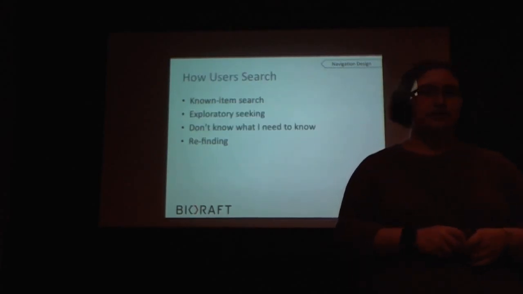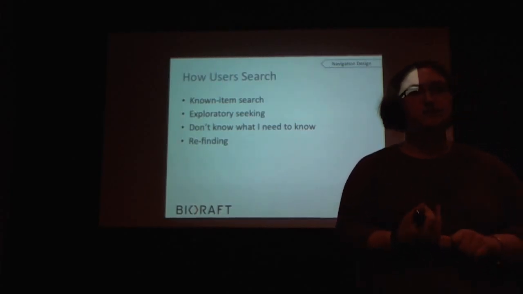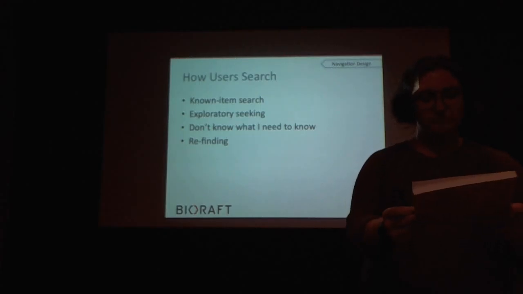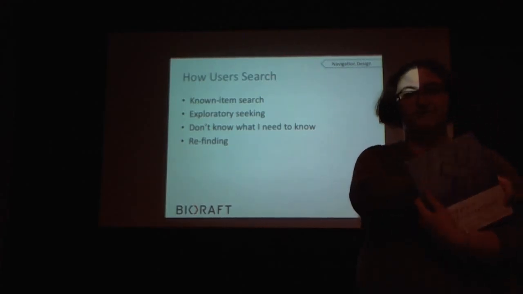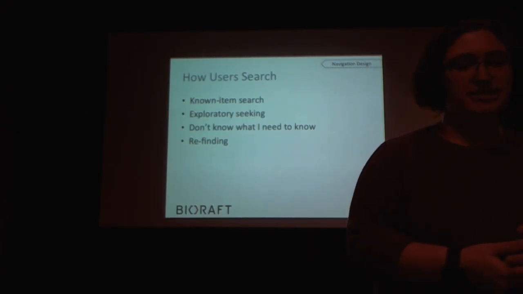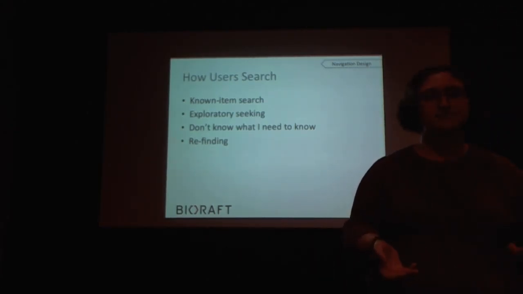So, how users search. There's 4 different ways. There's the known item search. So, I am searching for information architecture blueprints for the web. Very specific book. Okay. Then there's exploratory seeking. Okay, I need a book about information architecture.